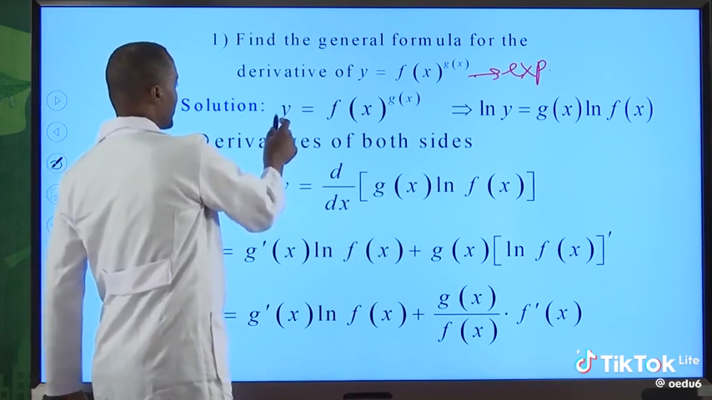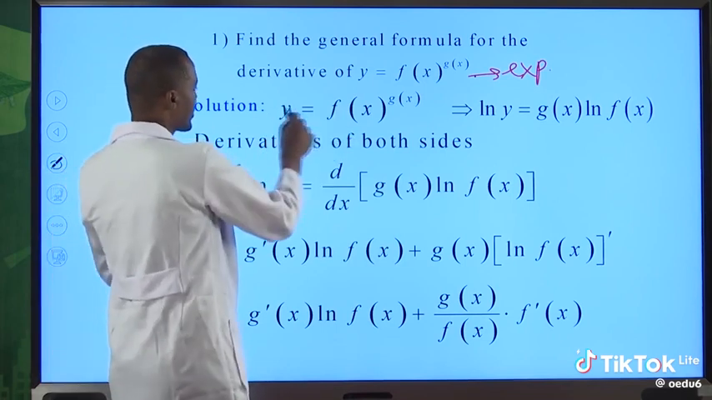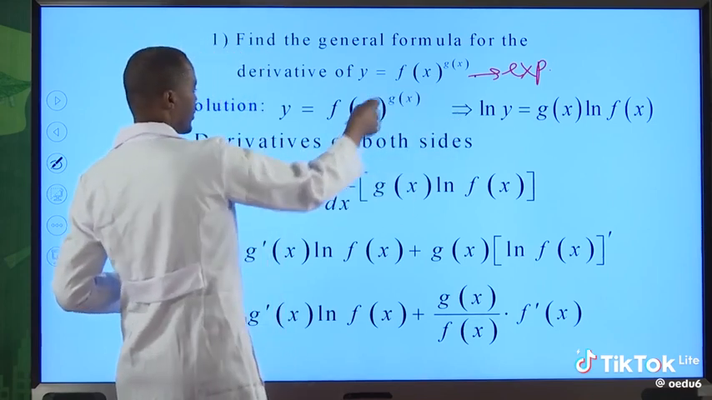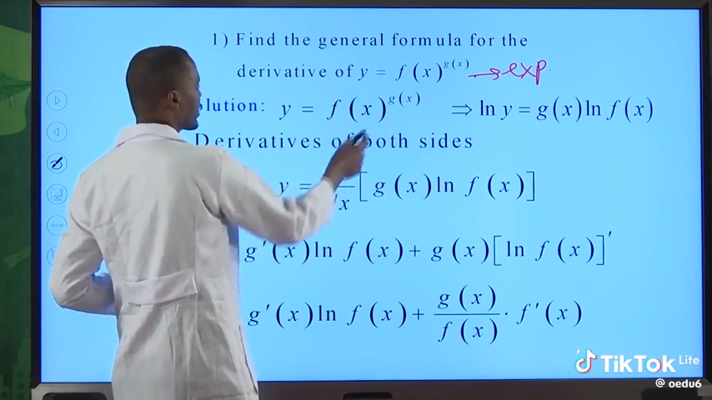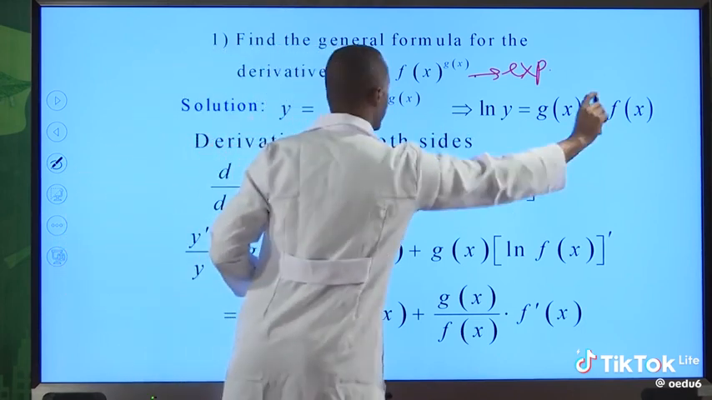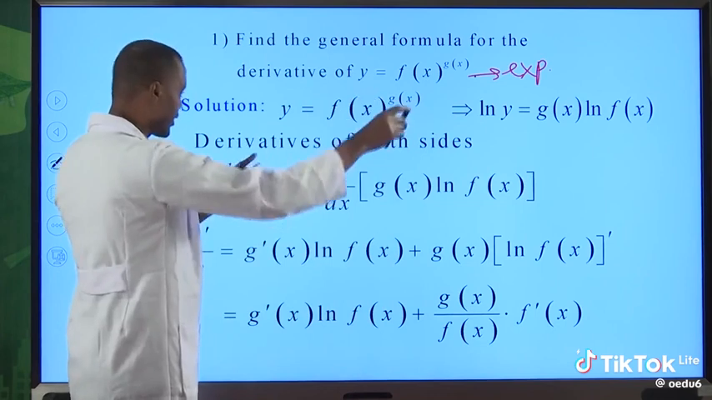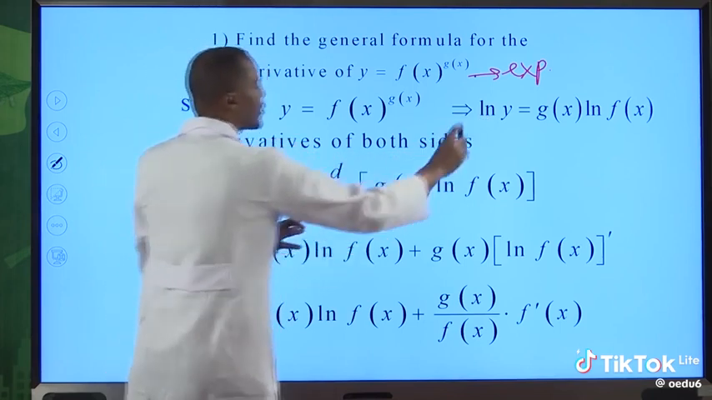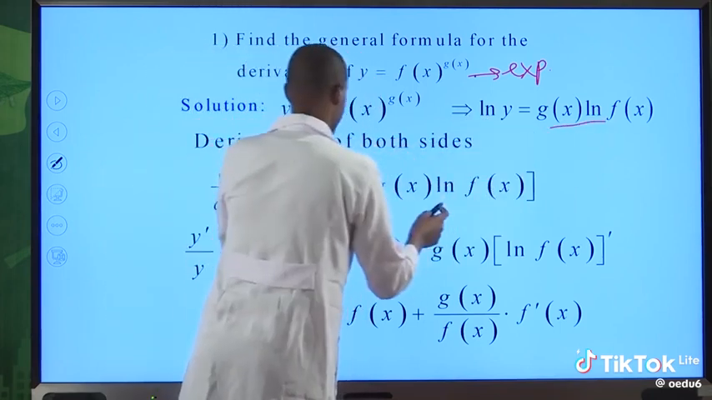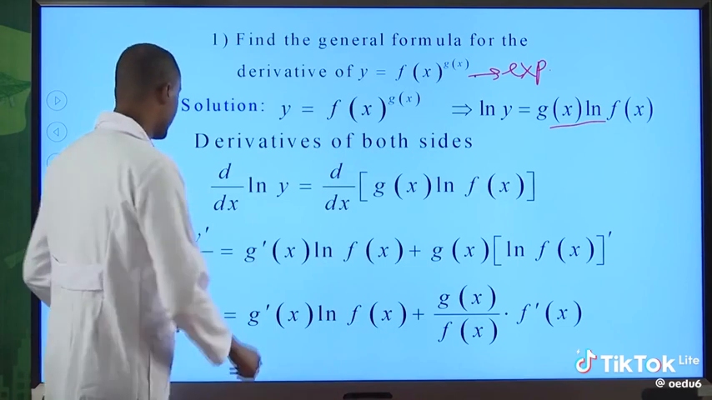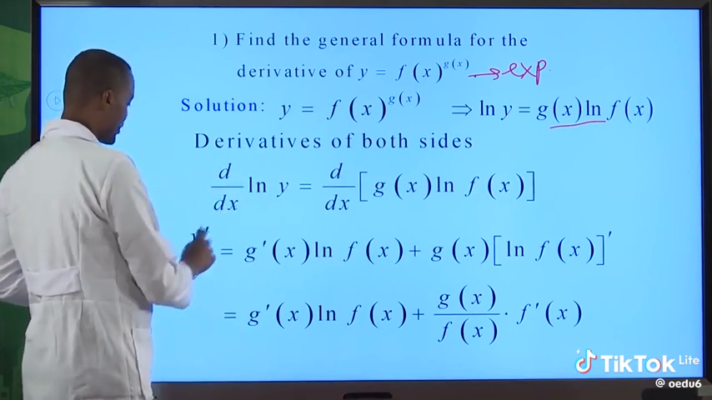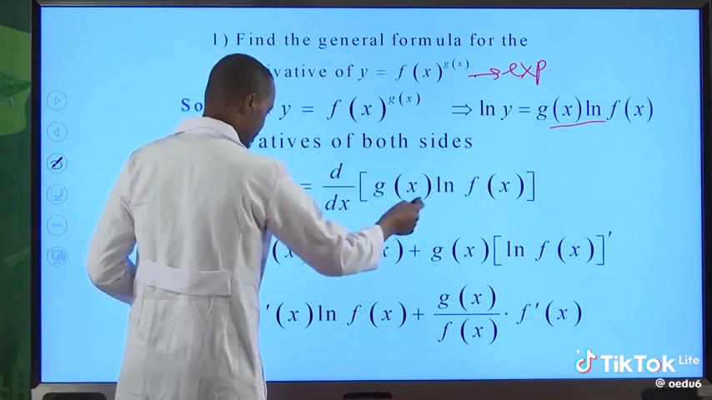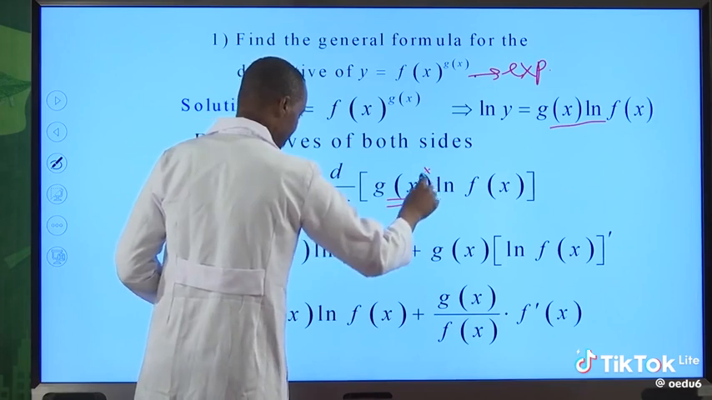So I will take the natural logarithm of both sides. ln of y is equal to g of x, that is the exponent, which becomes the coefficient whenever we are using logarithm, g of x times ln of f of x. So I will differentiate either side, d by dx of ln y, d by dx of the right side. And d by dx of ln of y is y derivative over y, and this is a derivative of a product, that is g of x multiplied by ln of f of x.